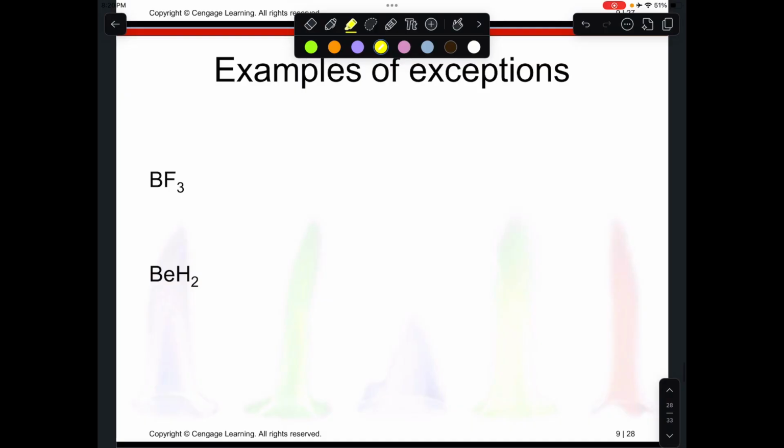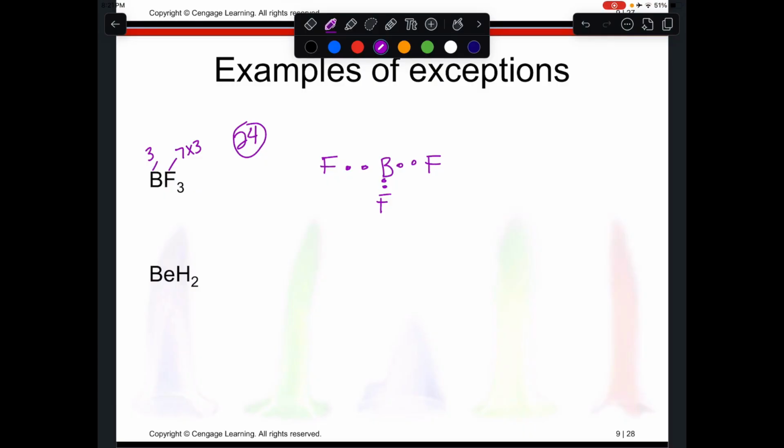So let me go ahead and show you what some exceptions are. So I told you B is an exception. It only wants 3 bonds. So let's go ahead and calculate this. B has 3 valence. F has 7 times 3. So 21. So total of 24 electrons. My center atom here is going to be the furthest from fluorine, which is definitely boron in this case. So I'm going to go ahead and draw the electrons.